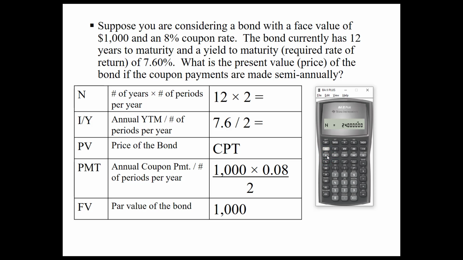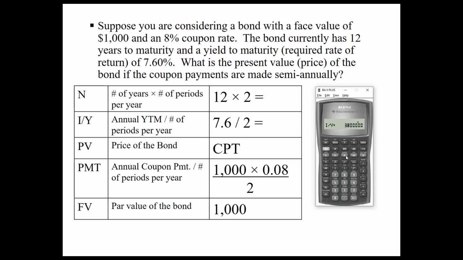It's important to hit equals there. If not, it will store the last number. So make sure that you hit equals. Our IY, our interest rate or our yield, is going to be 7.6 divided by 2 equals, IY. Again, when we're using the time value of money functions on the calculator, we do not enter interest rates as a decimal. Our PV, our present value, we're going to skip over that for now.